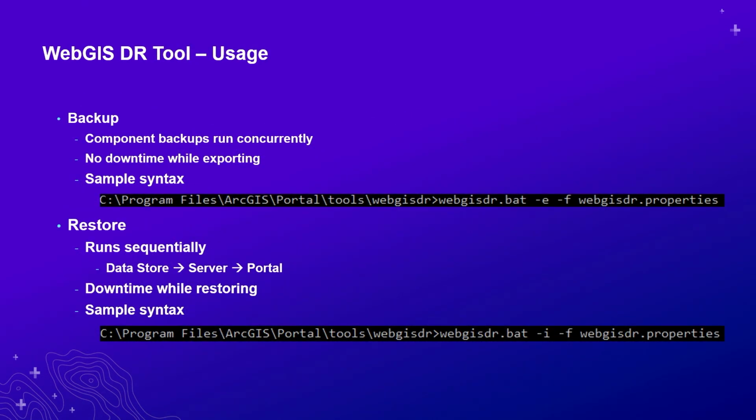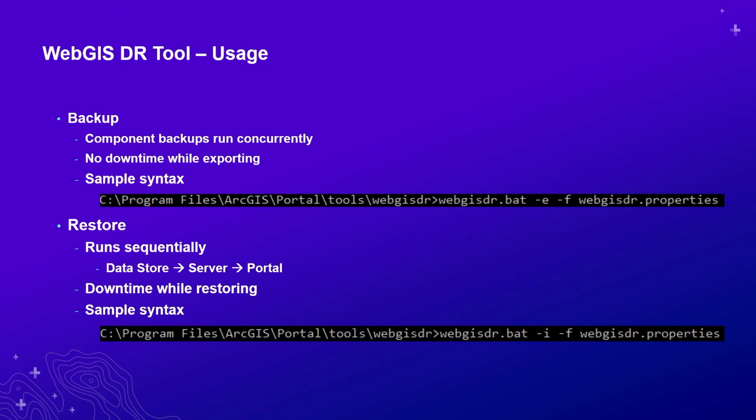Once you've populated the DR tool properties file, you can run the backup operation to create backups. When you do this, all backups are run concurrently, meaning they all start at the same time and run in parallel. So while there's no downtime during the export, people can still access content, create content, and so forth. There may be some increased CPU usage on the machine as these backups are completed.